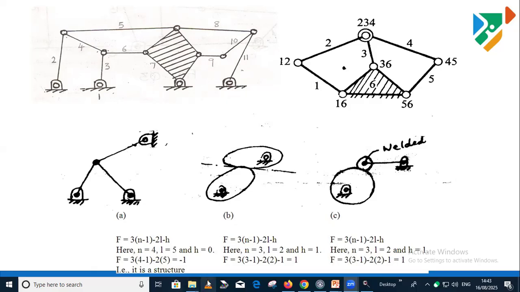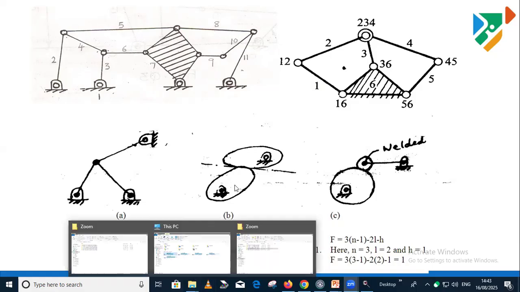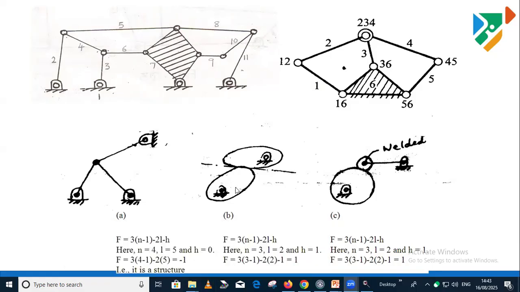Similarly, consider the example of a gear pair. In the gear pair, this is link number 1, this is 2, this is 3. The number of links is 3. Again, pairs: first pair, second pair, so there are 2 lower pairs and 1 higher pair. If you put the values of number of links, lower pairs, and higher pairs, we get the degree of freedom. For this arrangement, the degree of freedom is 1.